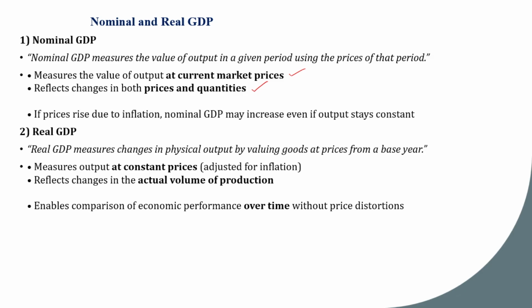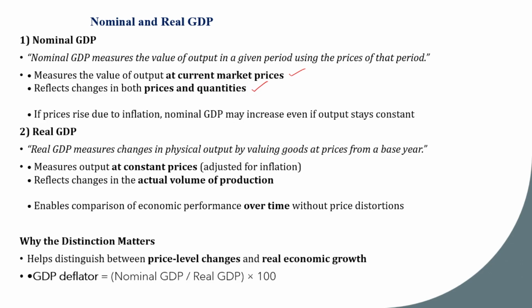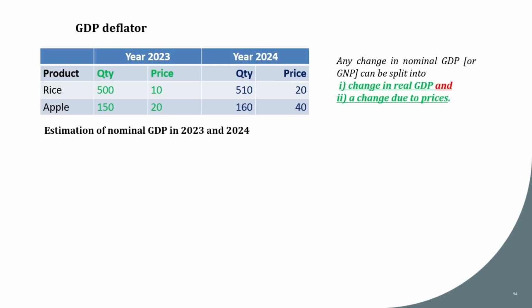So, it reflects changes in the actual volume of production. It enables the comparison of economic performance over time without price distortions. This is why the distinction matters, because it helps us distinguish between price level changes and real economic growth. The formula we have already seen is that the GDP deflator is equal to nominal GDP divided by real GDP times 100.